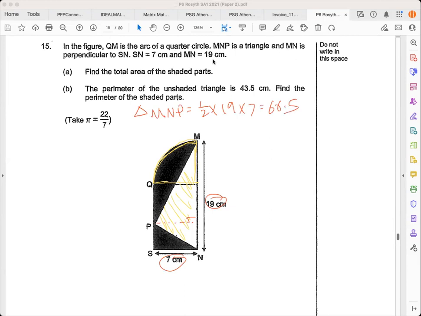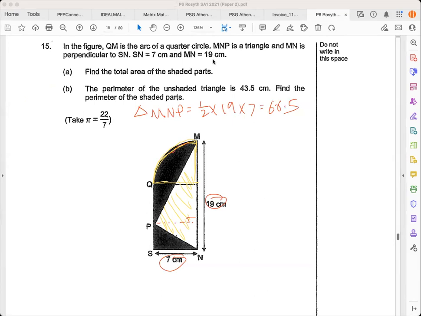Now they want to find the total area of the shaded part. So the strategy is, okay, actually I should tell the strategy first instead of looking straight to the area of the triangle. The strategy is to find the area of this quadrant plus the area of this rectangle, then minus away the triangle MNP. So what's left behind is the shaded part, right? So, okay, I got the triangle. Next, I need to find the quadrant, and then I find the rectangle. Together, I minus away the triangle, and I'll get the shaded part.